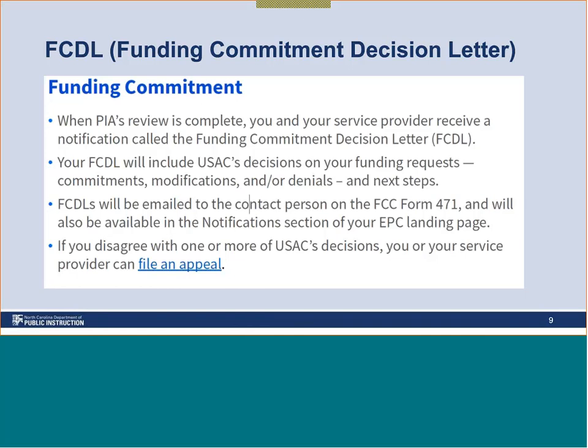The FCDL will include USAC's decision on how much funding you will receive according to what you asked for and what decisions were made during PIA. You'll either get everything you asked for or a reduced funding. Maybe something went on during PIA and you were over budget, so that had to be reduced. Or they had to change a part from Z to A. So that change will be reflected in your funding commitment decision letter. Or that's a modification. Or maybe they're denying all of your funding for some strange reason. So that would be reflected.